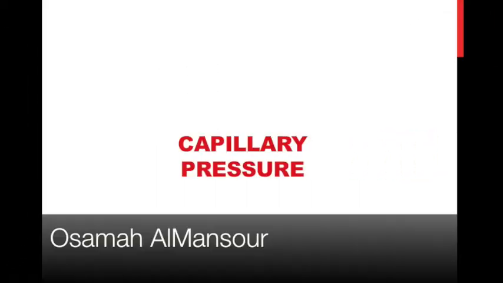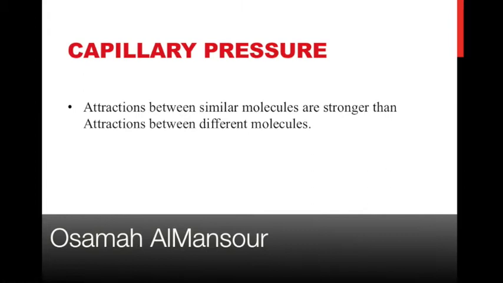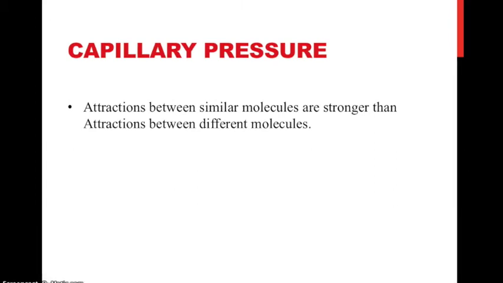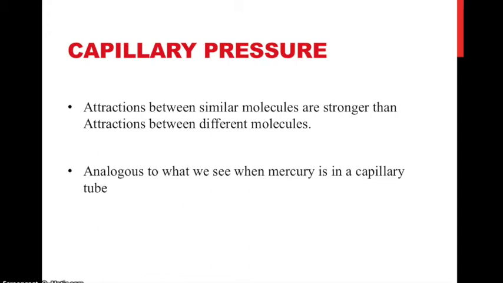The second factor that affects hydrocarbon migration is capillary pressure. Capillary pressure arises from the fact that when two immiscible fluids are in contact with each other, the attractions between similar molecules are stronger than the attractions between different molecules. So the attractions between oil and oil molecules or water and water molecules are stronger than the attractions between oil and water molecules.